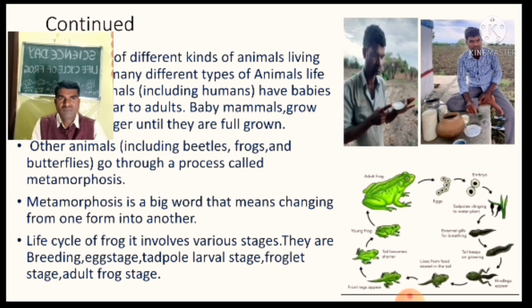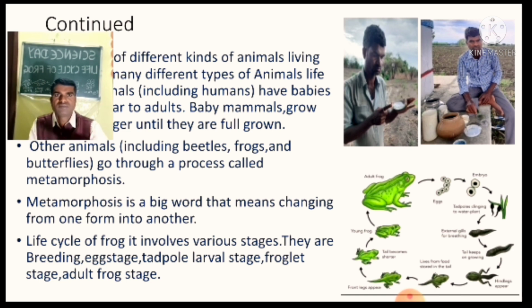From egg stage to this stage, they are doing respiration with the help of gills. When forelimbs and hind limbs both are coming, lungs are also developing at this stage, and the tail is reducing. When the lungs become functional, the tail reduces completely. Now the stage is called the adult frog stage. We can observe all those things in this diagram.